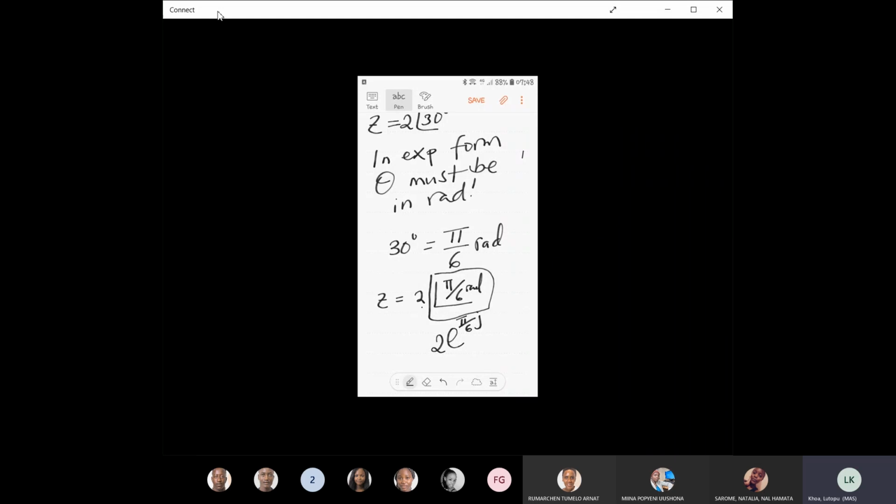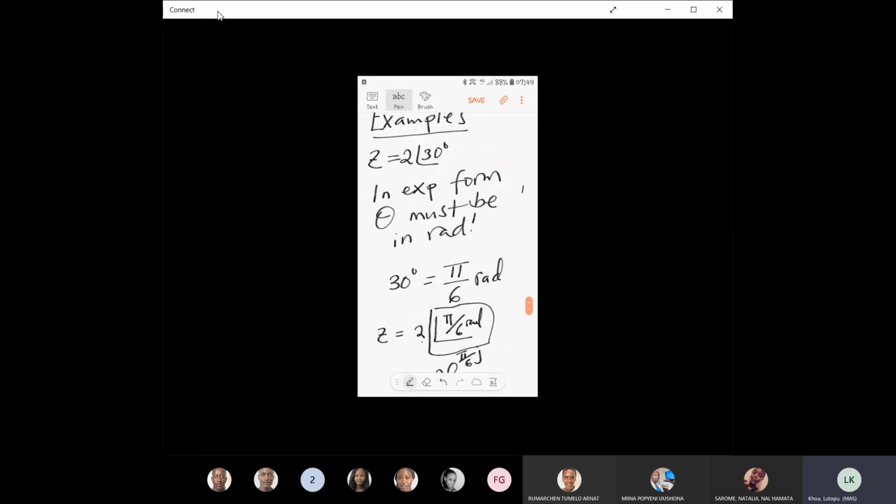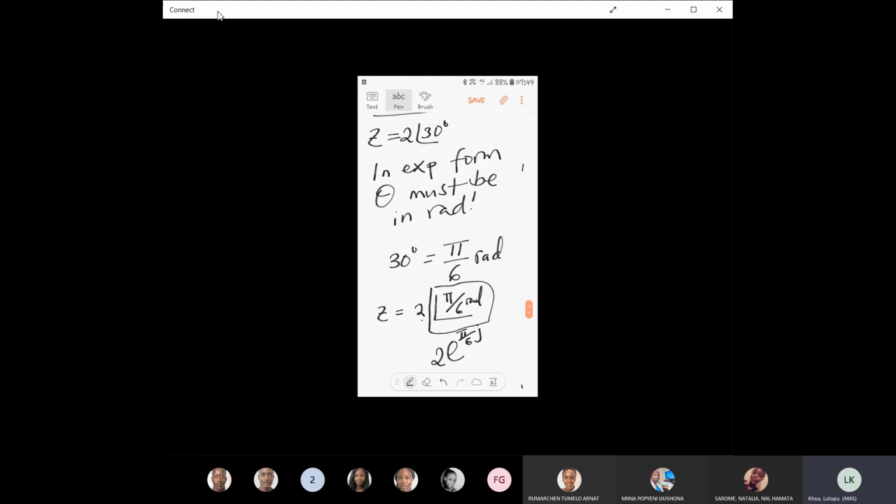So if I have my complex number in polar form, like I do over here, first thing I need to do is convert my angle into radians. Then when I have it like that, this part that I have in the rectangle becomes the exponent of e with a j, and then I multiply it with whatever value of r that I have over there. Let's do some more examples.